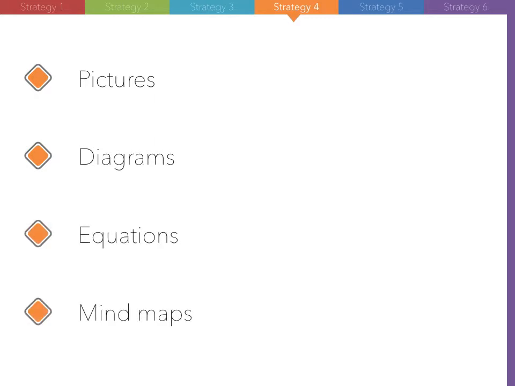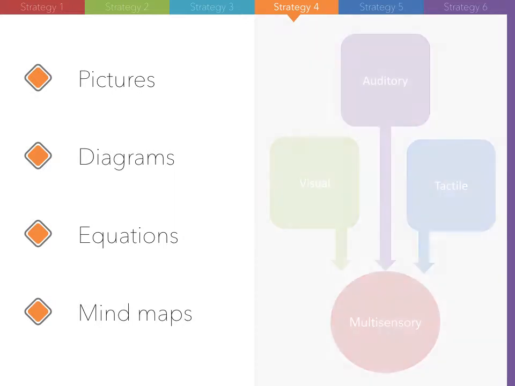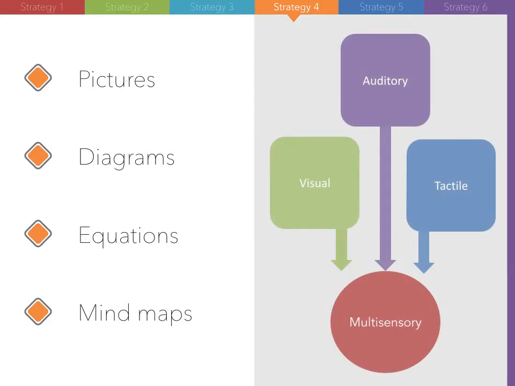So learners can make mental images through pictures, diagrams, equations, mind maps. Again, they can be in the learner's head. But if learners are not prone to this way of thinking, because everyone learns differently, you're going to need to prompt them and help them. And please remember that visual learning is such an important part to multisensory learning.